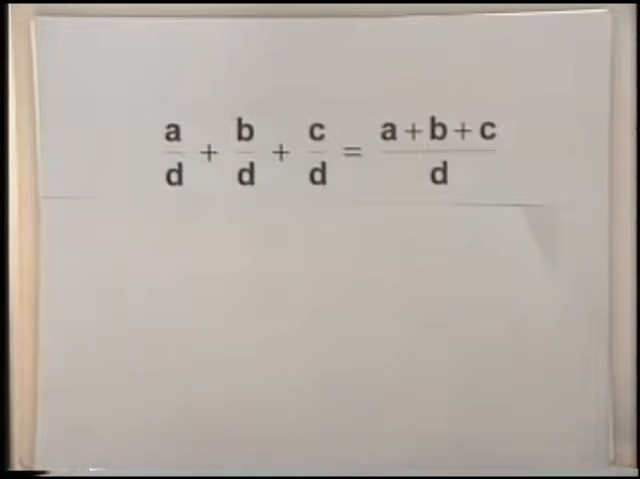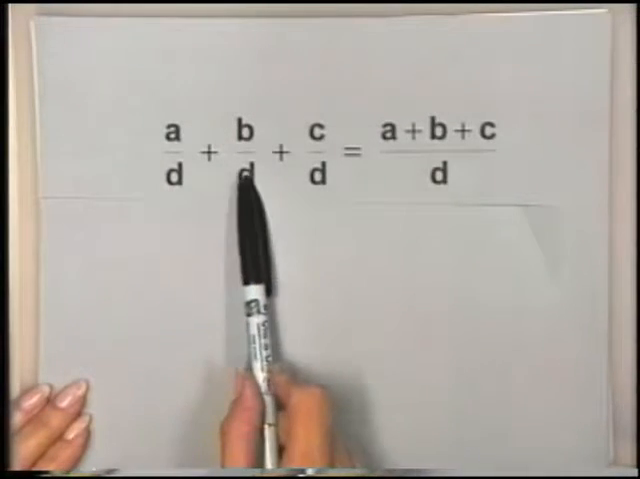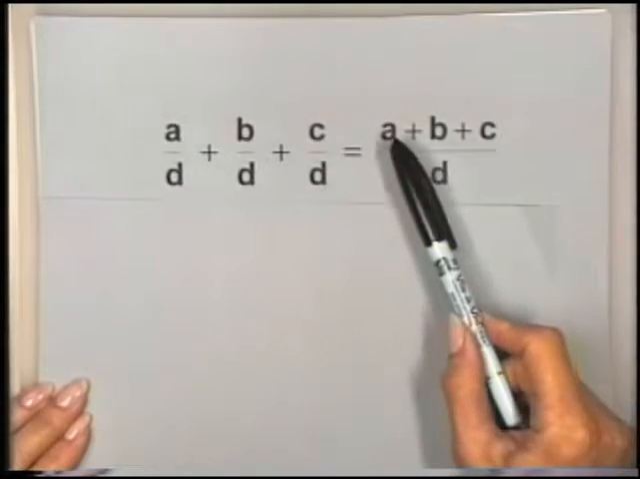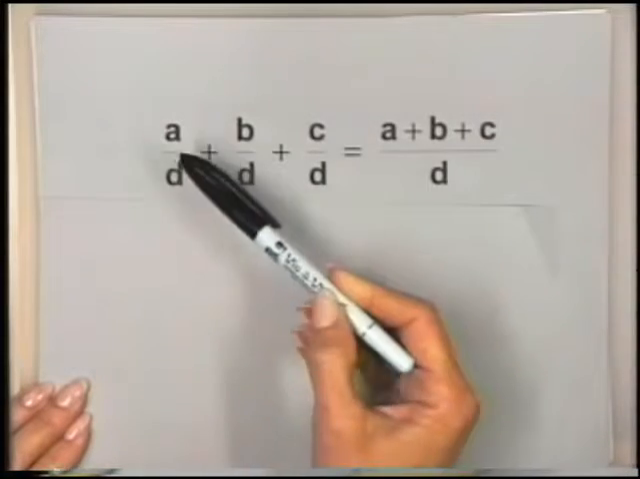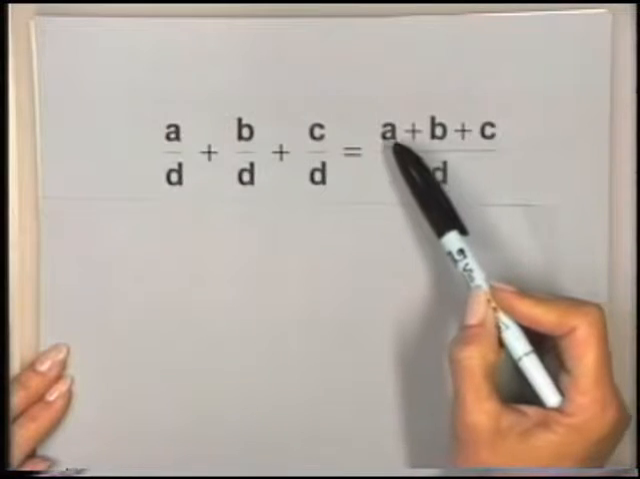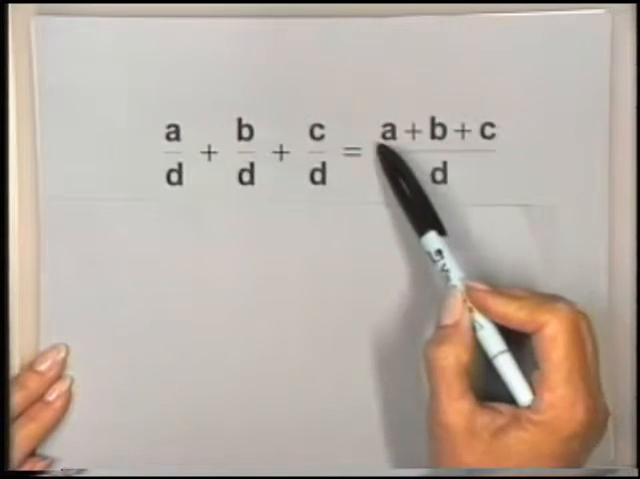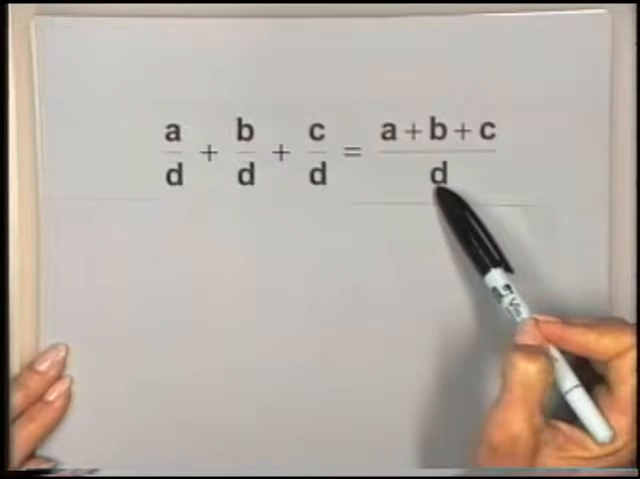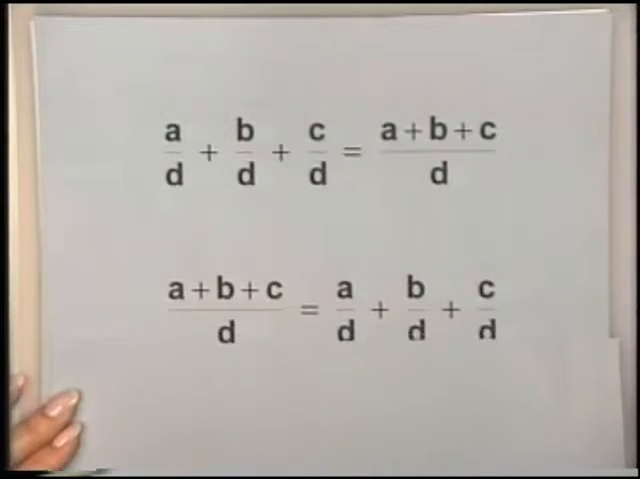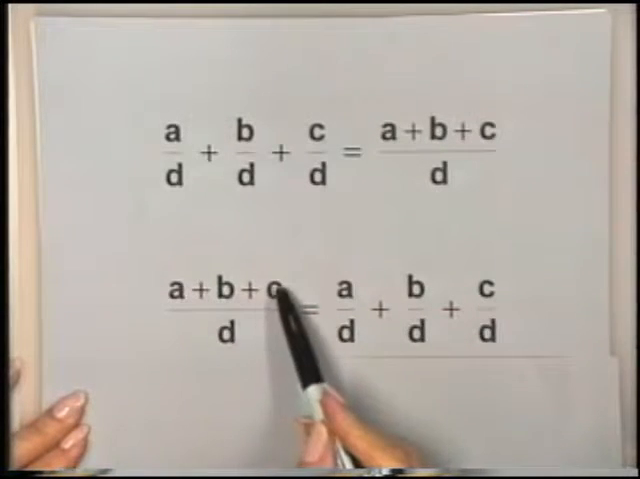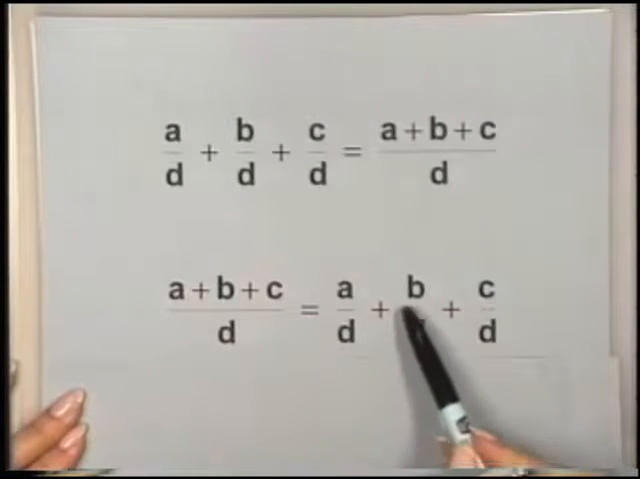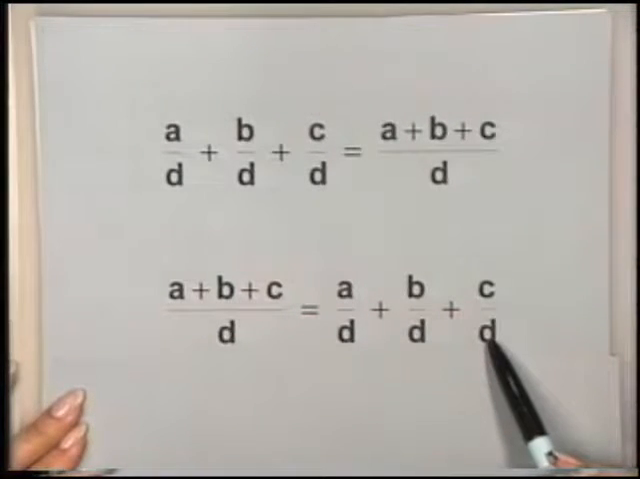When we learn to add fractions, we learn that if fractions have the same denominator, what we can do is add their numerators, so that if we have a over d plus b over d plus c over d, it equals a plus b plus c all over our denominator of d. Well, what we can do is turn that around. Suppose we have a plus b plus c over d. Then that has got to be equal to a over d plus b over d plus c over d.